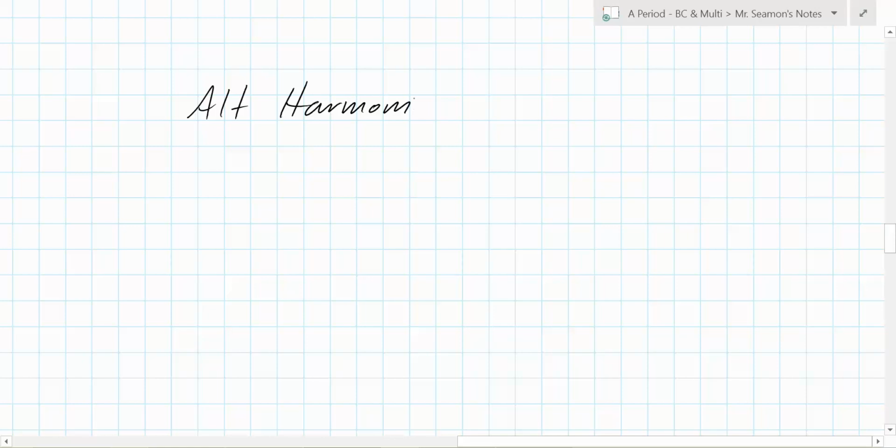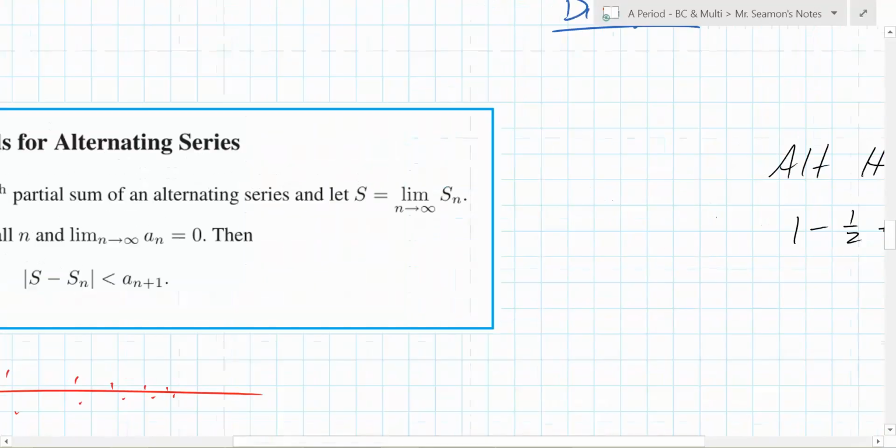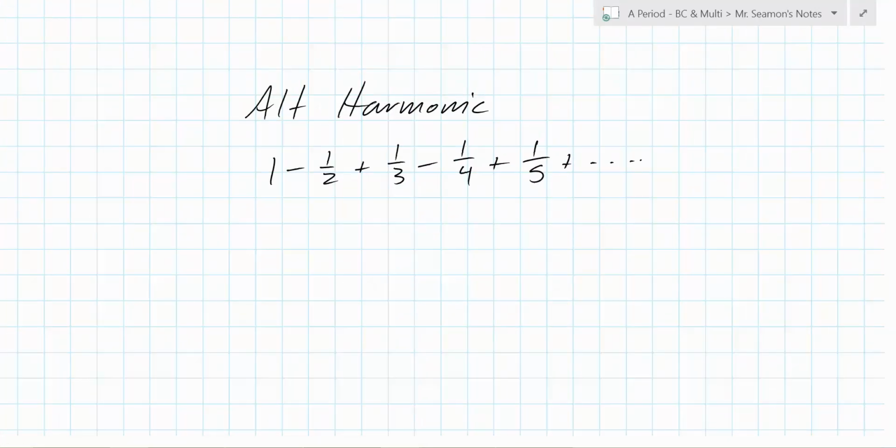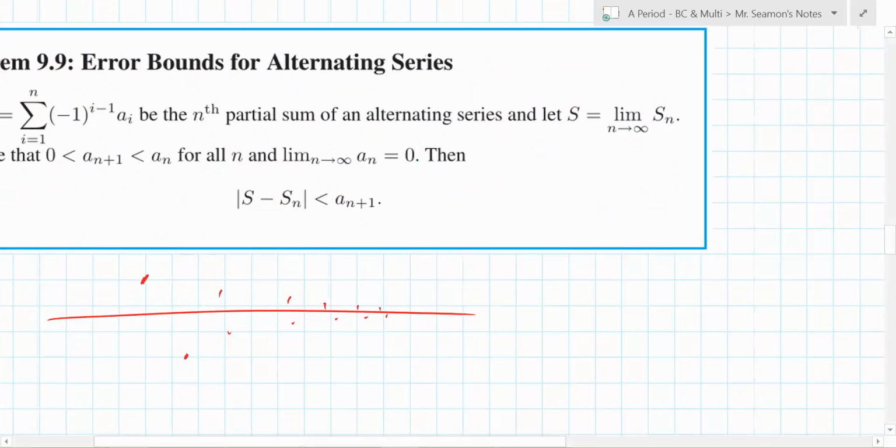What does the alternating harmonic series look like? That's going to be 1 minus 1/2 plus 1/3 minus 1/4 plus, and so on. So does that fit all of the things that we need to apply this error bound for alternating series? Let's see. Is it alternating? Yes. Are the terms going to 0? Yes. Is there anything else we need? They're going to 0, and the absolute value of every single term is getting smaller. That's this thing right here. So what does this say?